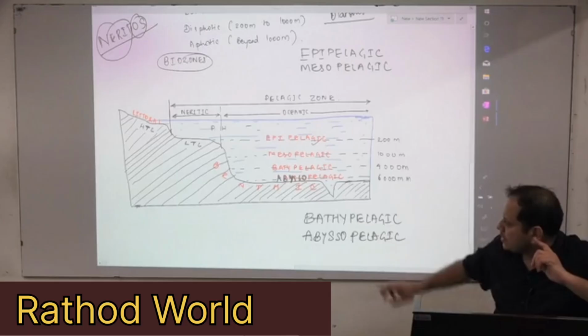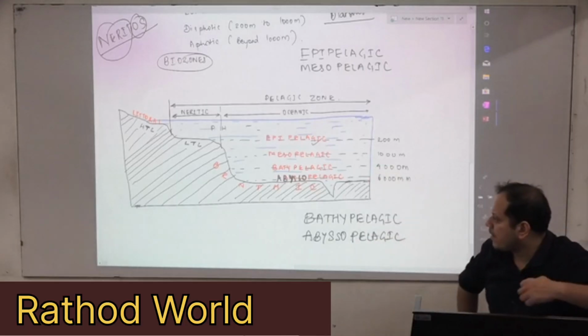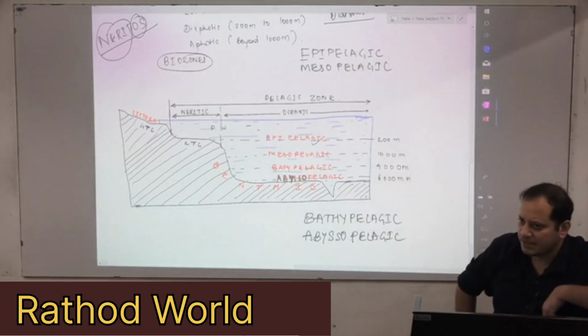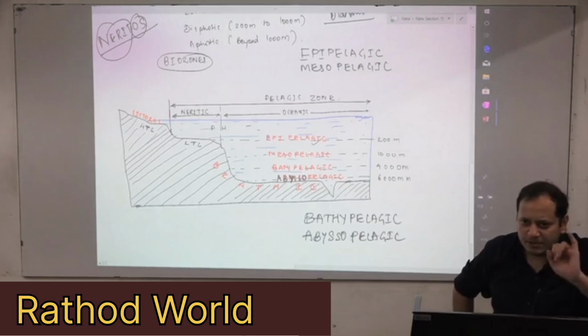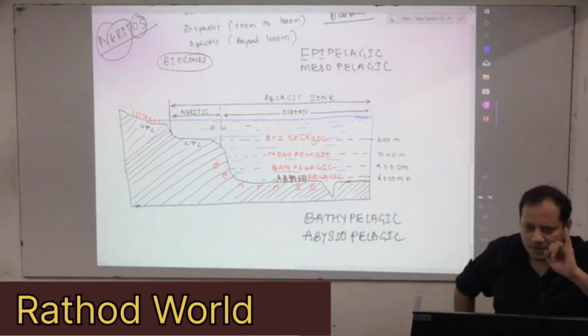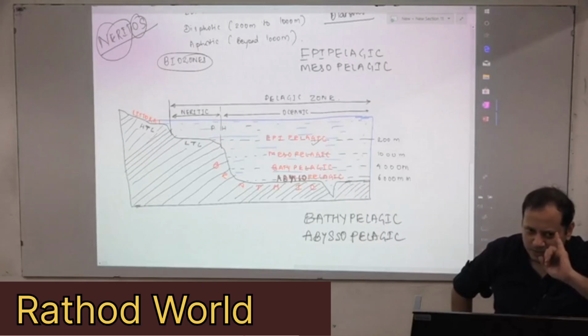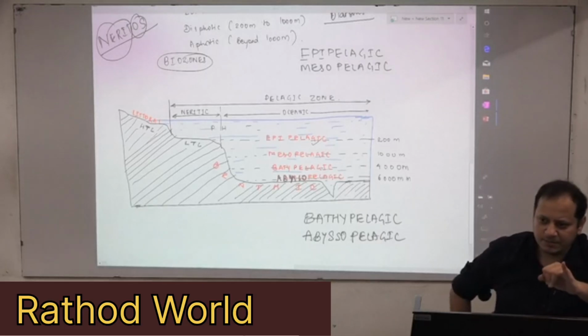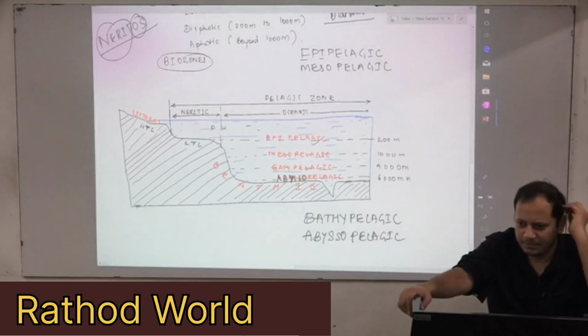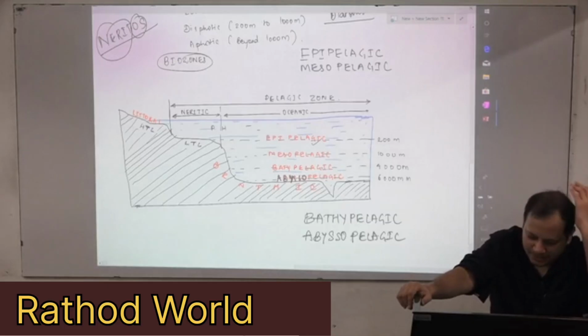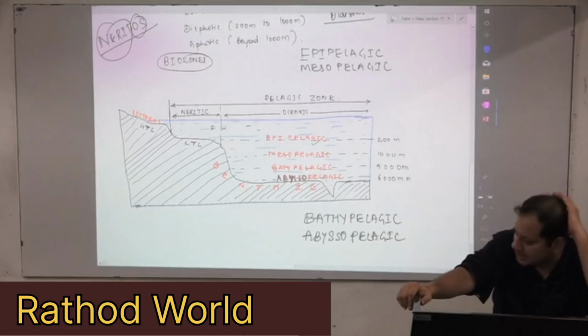What will be the physical conditions of the sea? High temperature, low temperature. Low temperature. The physical conditions of the sea are low temperature, higher density, and very high hydrostatic pressure.